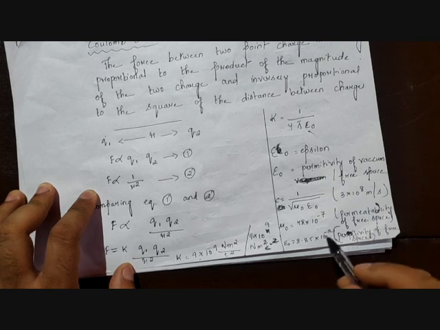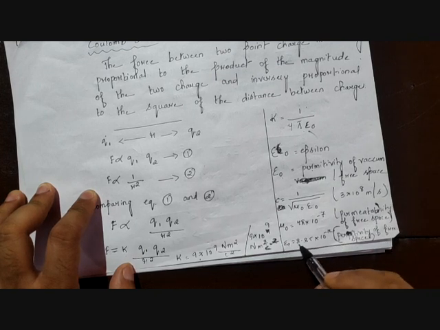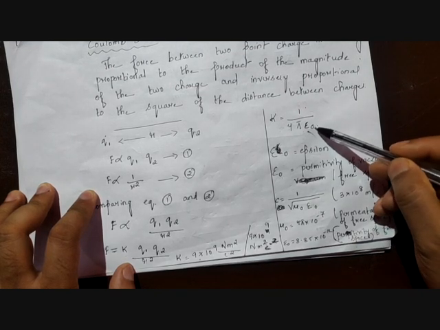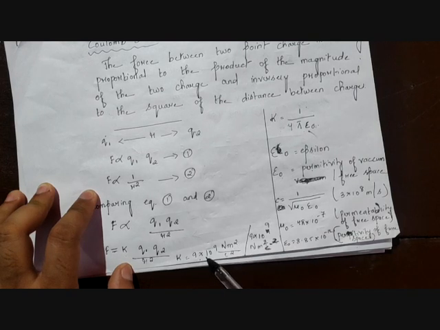Similarly, if you put the epsilon naught value, 8.85 into 10 power minus 12, here, you'll get 9 into 10 power 9. Is it clear?